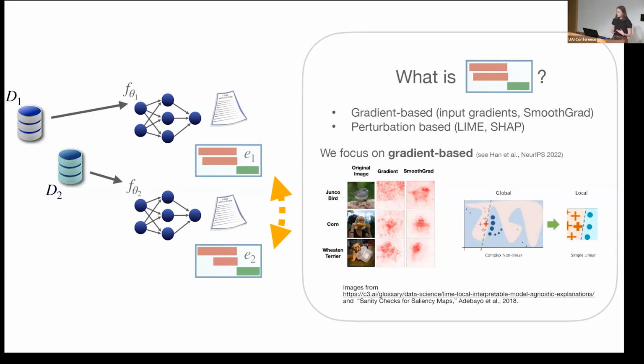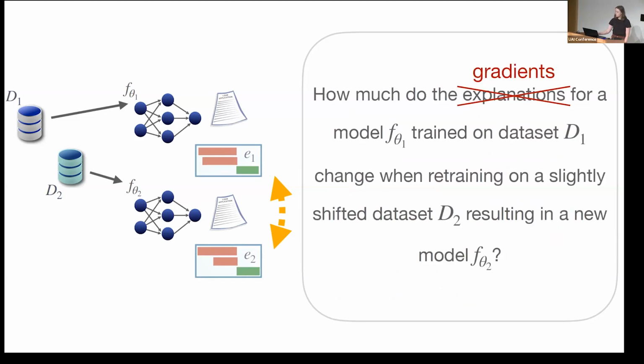But there's previous work that shows that all of these different explanation methods can be viewed as generalizations of model gradients. So for the next portion of the talk, I'm going to be exclusively talking about model gradients and using that as a proxy for explanations more generally. To reformulate our question, we're looking at how much the gradients change between these two models.